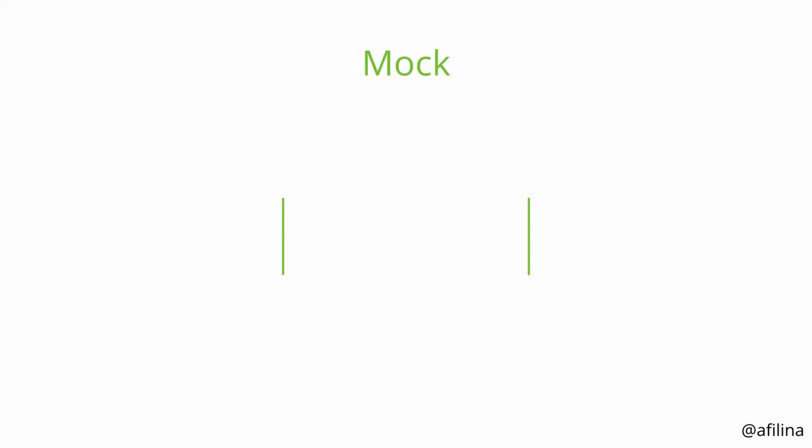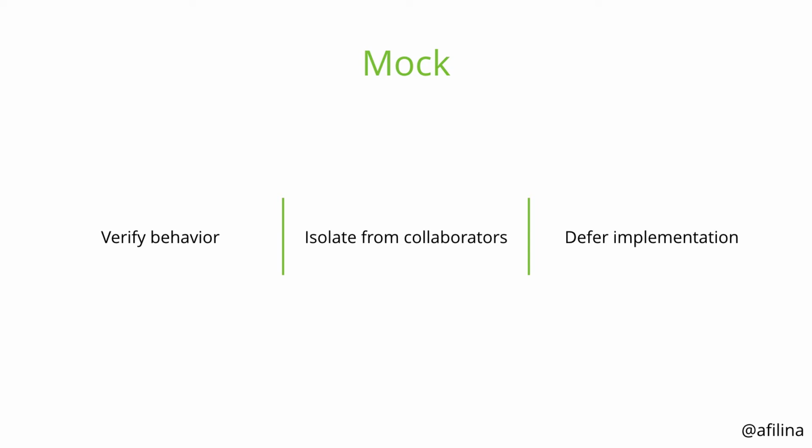Let's look at the other types of test doubles. A mock serves a different purpose. Where stubs help us verify state at the end of a test, mocks help us verify behavior. This will become clear in the next example. Of course, mocks provide all the same advantages as any test double, like isolation and deferred implementation.